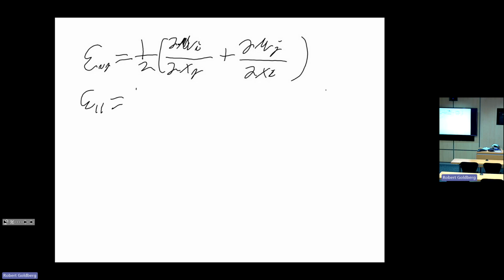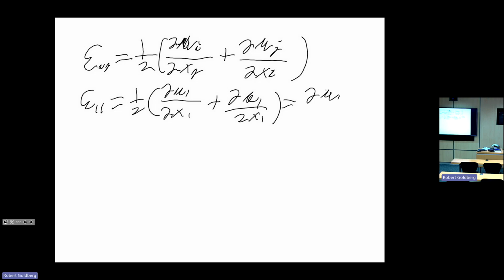Epsilon 1 is equal to 1/2 of the derivative of u sub 1 with respect to x sub 1 plus the derivative of u sub 1 with respect to x sub 1. And we're going to, in just a little bit, relate this to the delta L over L type of thing that you're more used to considering. Now, of course, this is the sum of two things divided by 2, so it's just equal to del u sub 1 with respect to x sub 1.